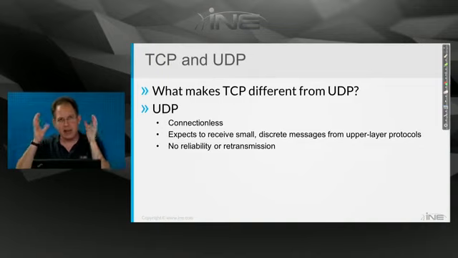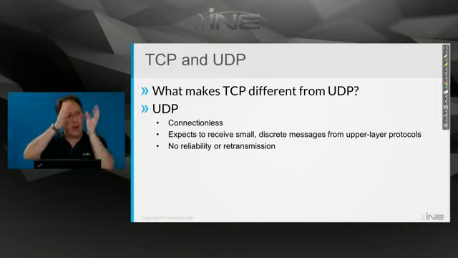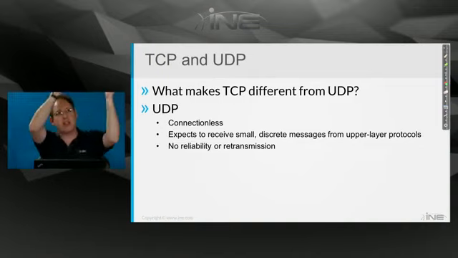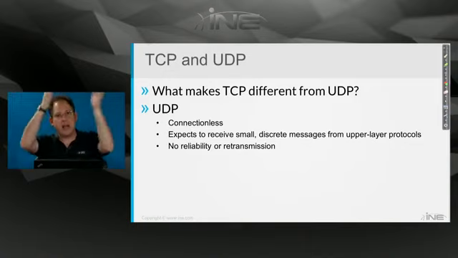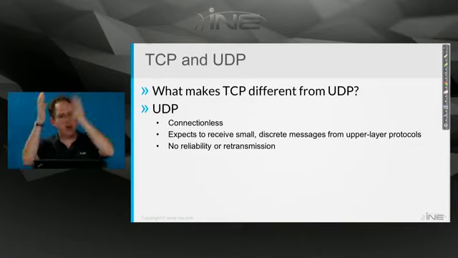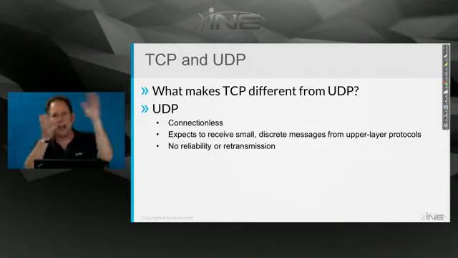So that's why UDP is really expecting small discrete blocks or chunks of data to come down from the application. The application says, okay, here you are, here's 20 bytes. Here you are, here's 100 bytes, just little blocks of data.